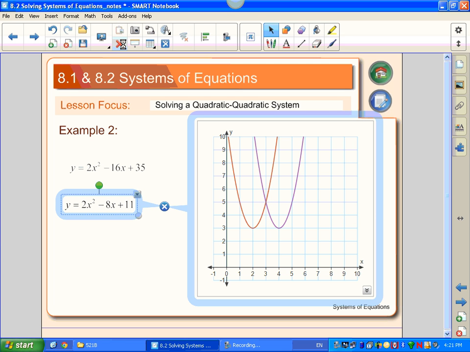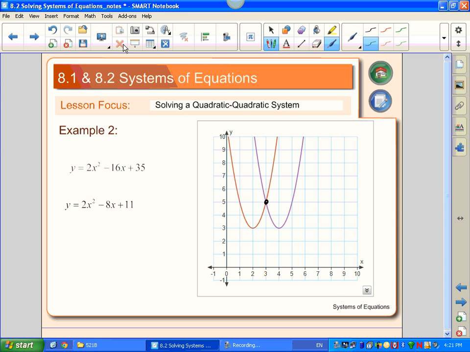Okay, so here are our two quadratics. What is the solution? The point of intersection. Now there's the point of intersection, and that point is 3, 5. So what's the solution? 3, 5. There's 1 point. These particular parabolas are transformations, more specifically, they're translations of the same parabola. Because of that, they only have this 1 point of intersection.